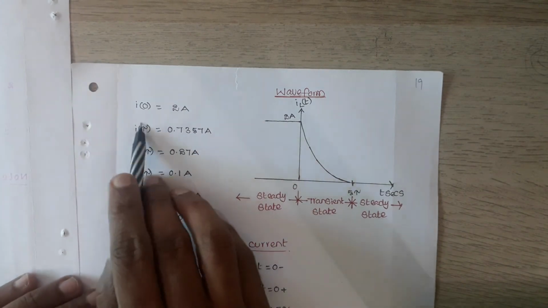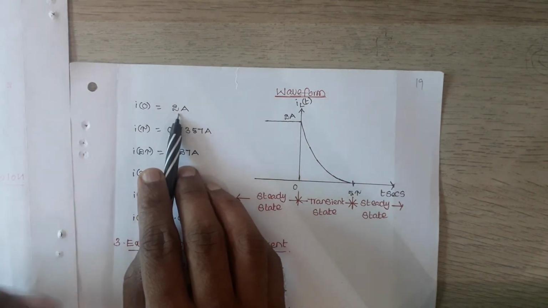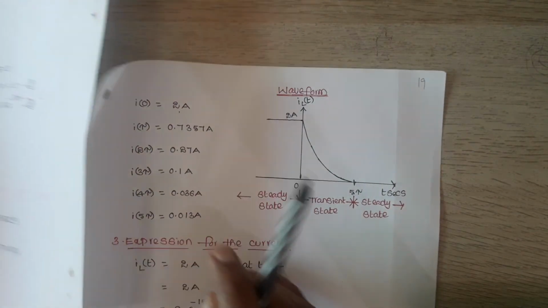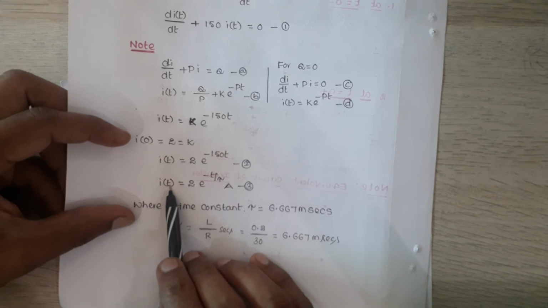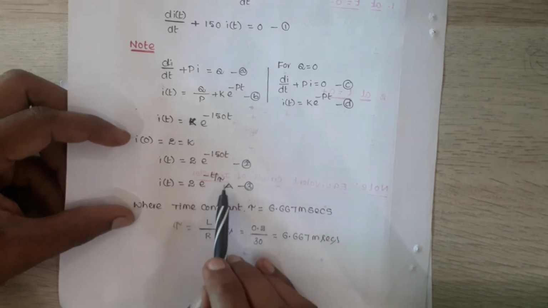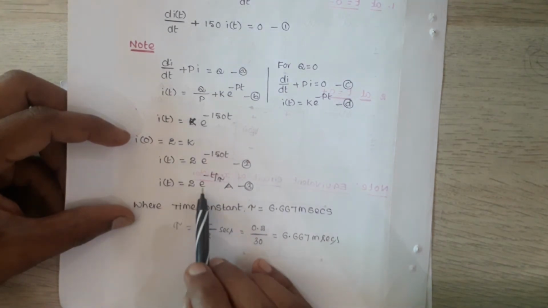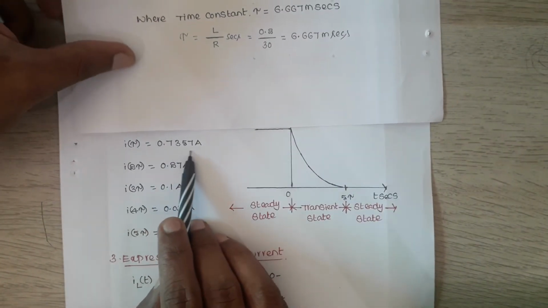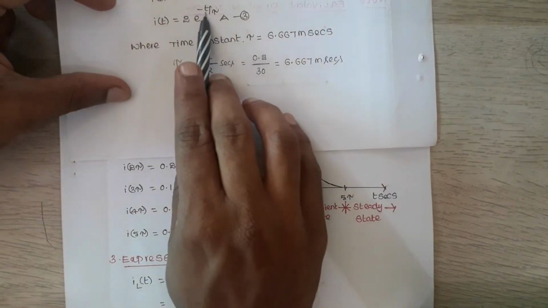So I of 0, if you substitute t equal to 0, you get 2 amperes. I of 1 time constant is 2 into e power minus tau by tau. Tau gets cancelled, 2 into e power minus 1. So that value is 0.7357.